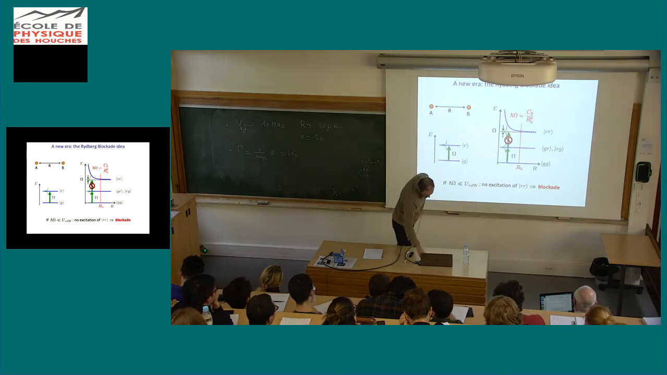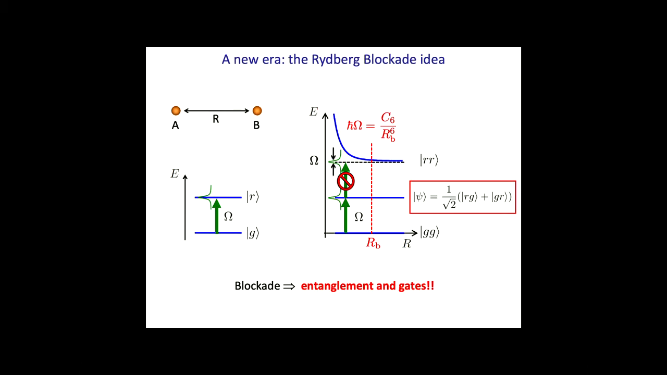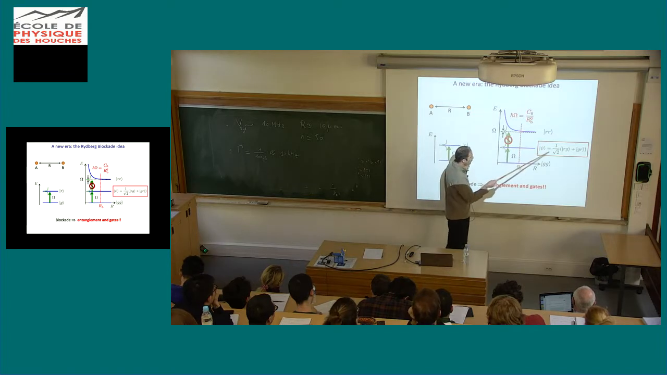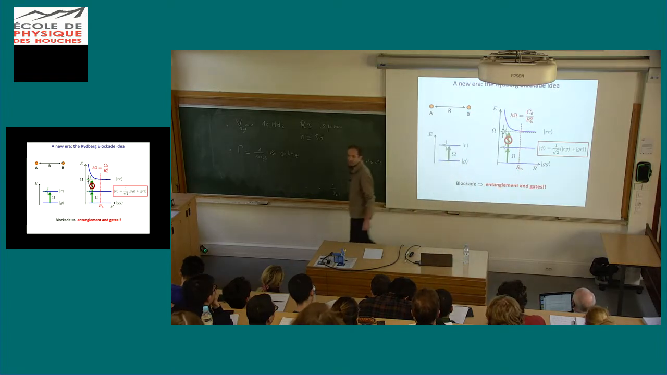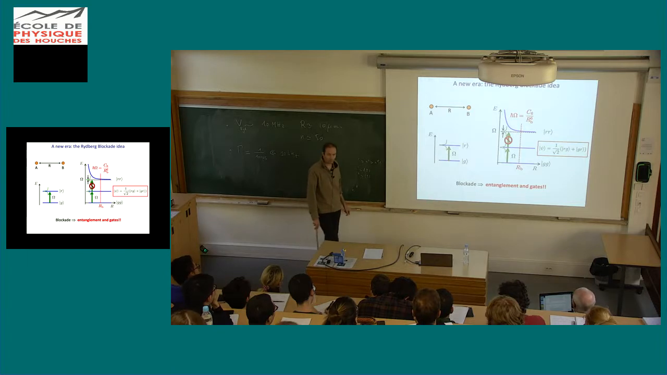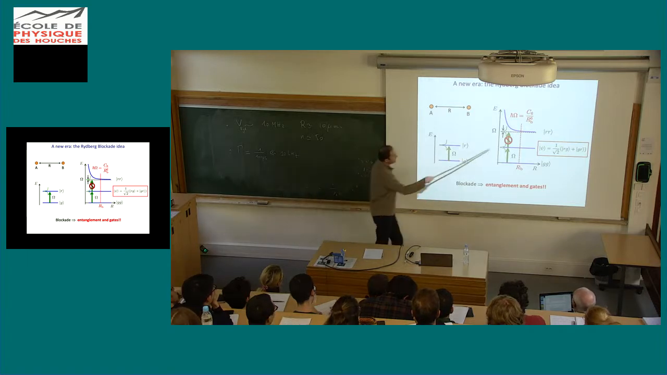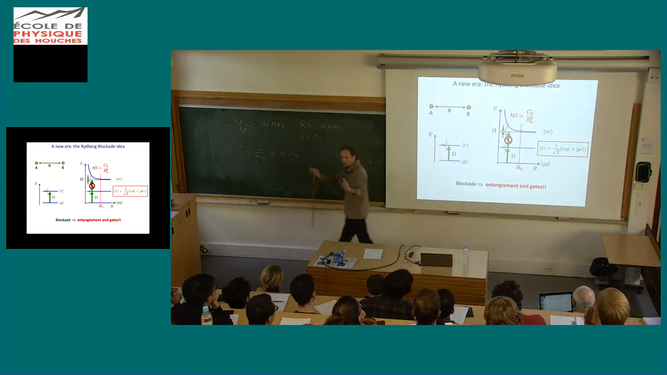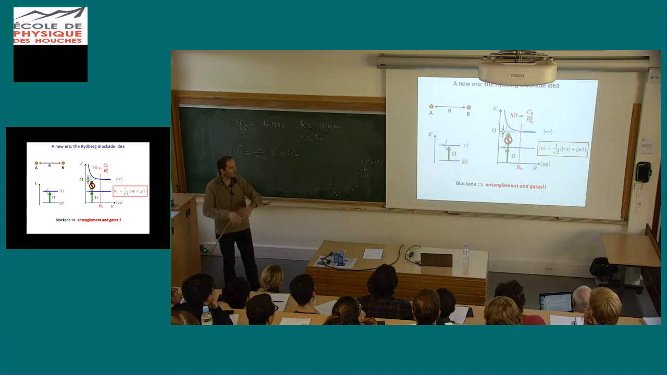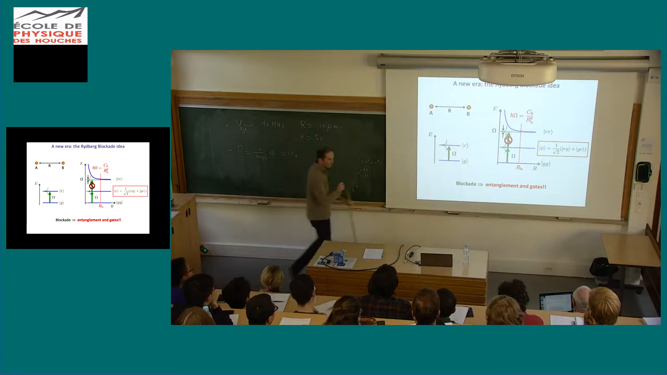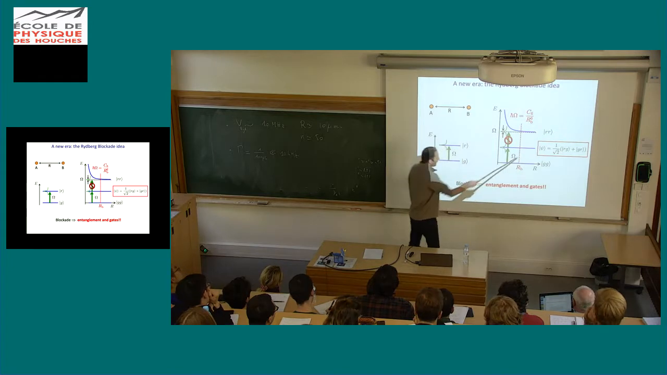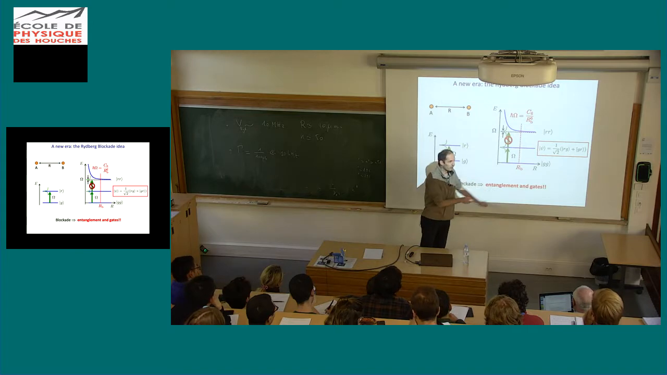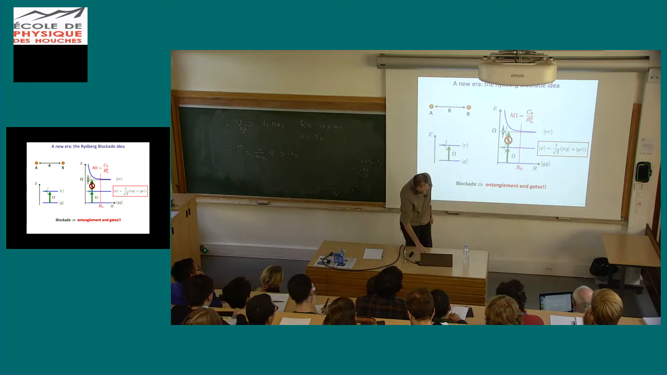Why is it interesting? This situation is called the blockade. You cannot excite the two atoms at the same time. It's interesting because if you do not know which of the two atoms to excite, quantum mechanics tells you that you're going to excite a superposition of the two of them. So you see that immediately this blockade regime leads to the production of entanglement. And then theories become completely crazy, because entanglement means quantum computing, at least it's possible to do that. So because you can have the blockade, it leads to entanglement, and if you've got entanglement, you tend to gates as well. That was the initial motivation.